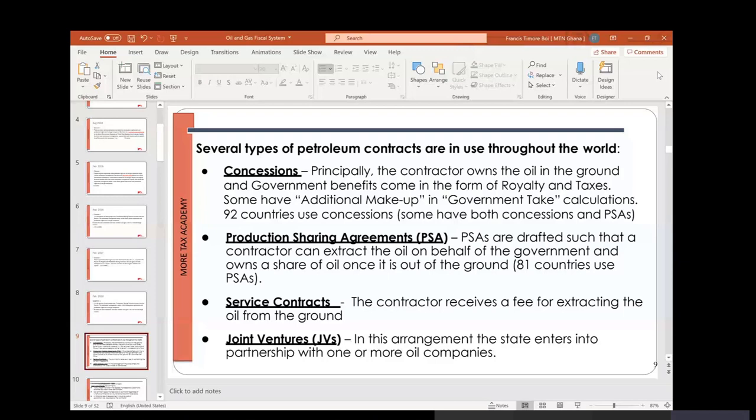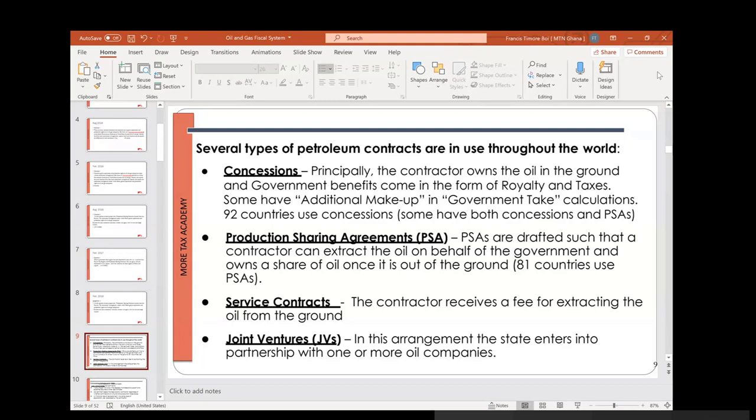Okay. Now, the service contract is where the contractor receives a fee for a service. Mostly Dubai does this. They are the Arabs. As for them, the machines, they have money. So they have their own thing. Then they pay you as a contractor, Qatar, for extracting the oil.